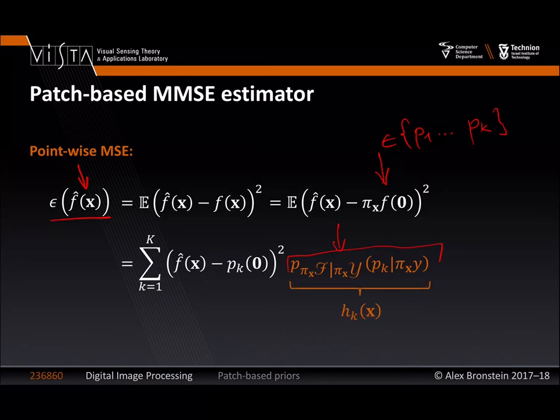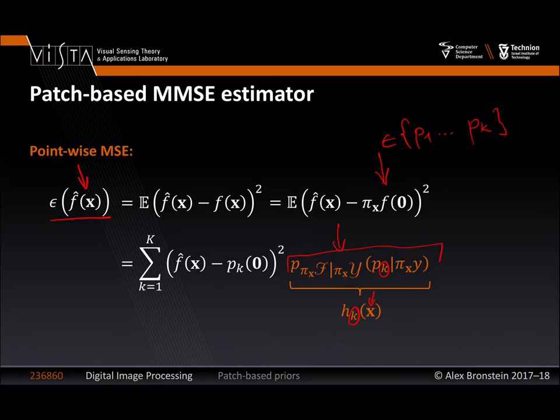So let's call this posterior distribution hk. Again, I'm dropping the dependence on y. This is the posterior distribution given the data y, a patch at point x from the observed signal y. This is the probability of f being pk. So it depends, of course, on the index k, that's why I have k here, and it depends on the point x. I'm dropping the dependence on y, though of course it depends on the data y.